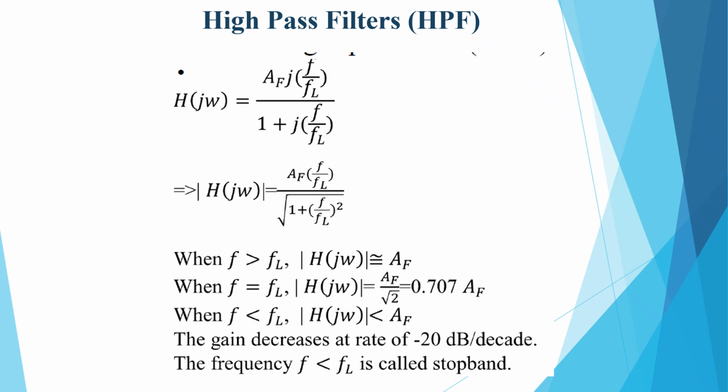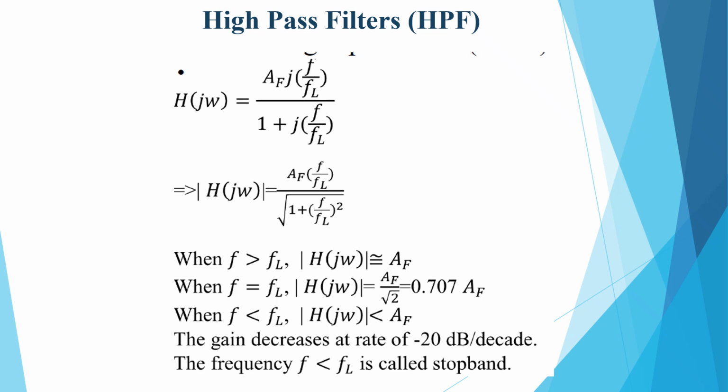The transfer function of the high pass filter is given as H(jω) = AF · j(f/fL) / (1 + j(f/fL)). So the magnitude is given as |H(jω)| = AF · (f/fL) / √(1 + (f/fL)²). Here AF is the passband gain and fL is the lower cutoff frequency. The magnitude of this high pass filter shows how output gain increases as frequency increases.